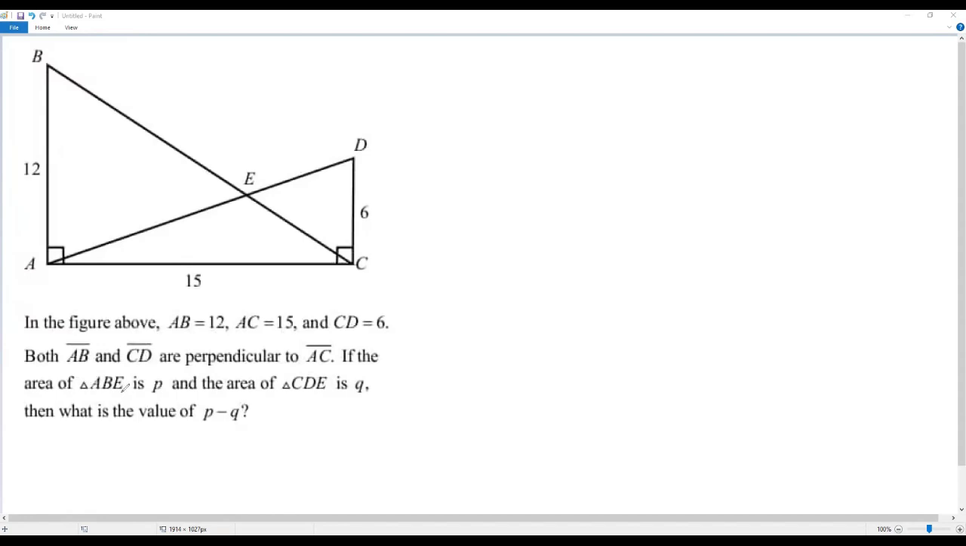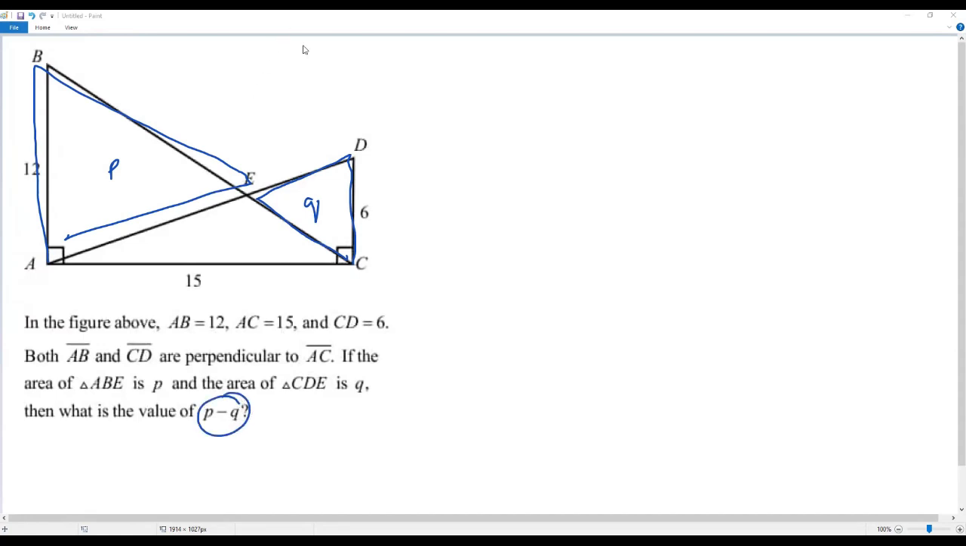If the area of triangle ABE is P and the area of triangle CDE is Q, then what is the value of P minus Q? Okay, here the area of triangle ABE is given, that is P, and the area of triangle CDE is Q. Once we get the areas of these two triangles, we have to subtract Q from P, that is, we have to get the value of P minus Q.